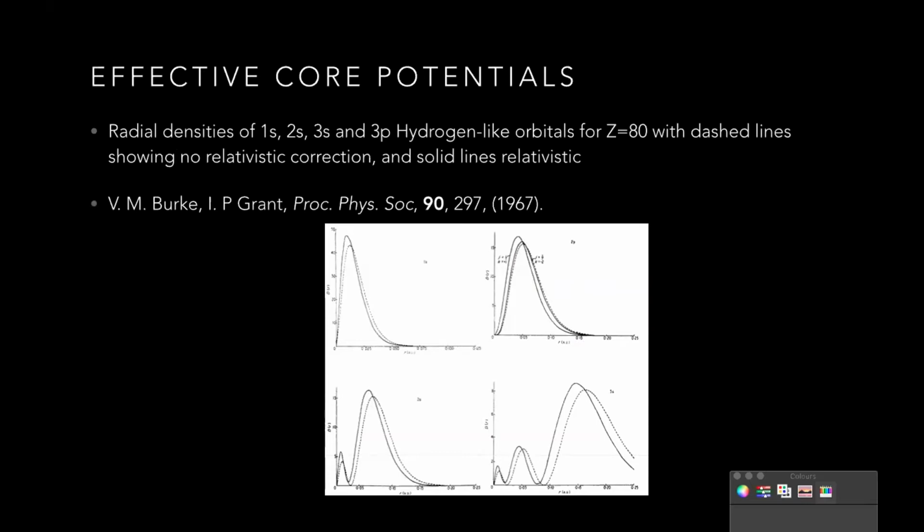things like your molecular orbitals. So here in this diagram, we're looking at hydrogen-like orbitals, where instead of hydrogen having a mass of 1, we've given a mass of 80. And we look at the 1s, 2s, 3s, and 3p orbitals, and that's shown in these diagrams here. Where the line is solid, relativistic effects have been included, and where it's dashed, they haven't been included. And you can see visible changes to the shapes of these orbitals.